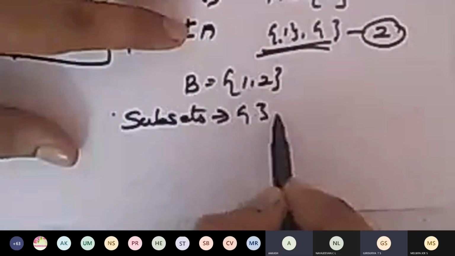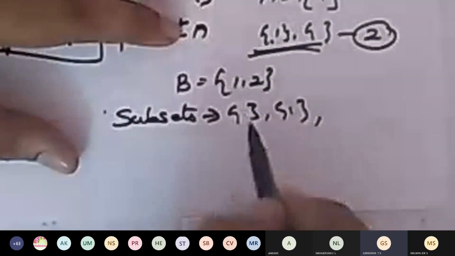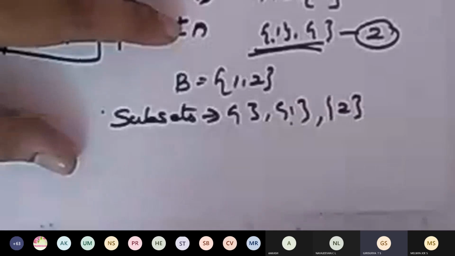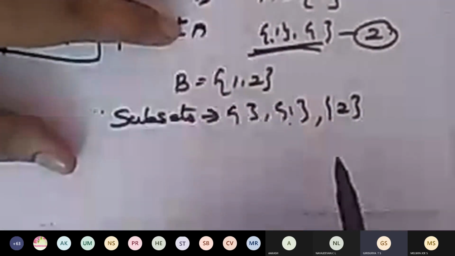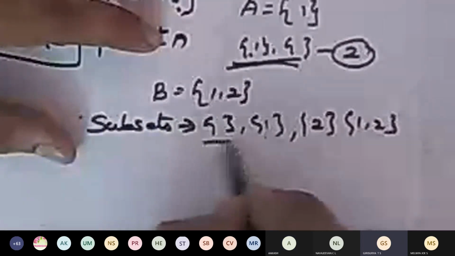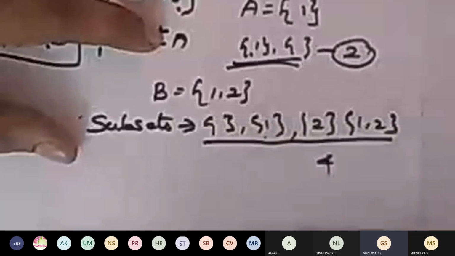How many subsets are there? Empty set. I can write 1, 2. And every set is a subset of itself, right? Yes. Both 1 and 2. Yes, sir. 1, 2. How many subsets are there? 4 subsets.